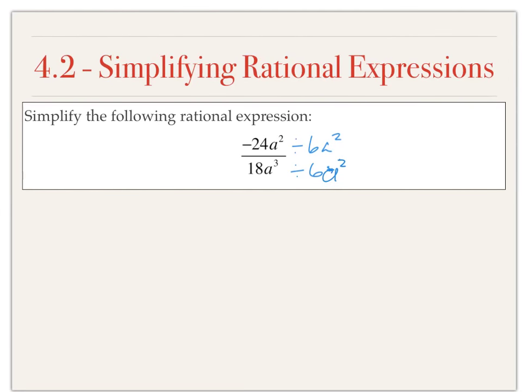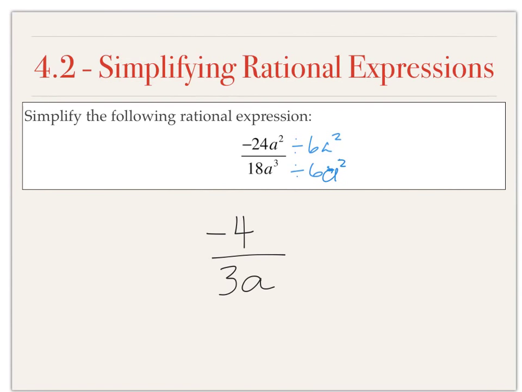So negative 24 divided by 6 is what? Negative 4. What's A squared divided by A squared? Is it A? No. They cancel off. A squared divided by A squared is just 1, so there is no A there anymore. And on the bottom, I have 18 divided by 6, which is 3A. When you're dividing with the variables, you should think of it as a subtraction. That's something you learned in grade 9. Dividing powers, you subtract the exponents. So I had 3 minus 2, which is 1A left over.